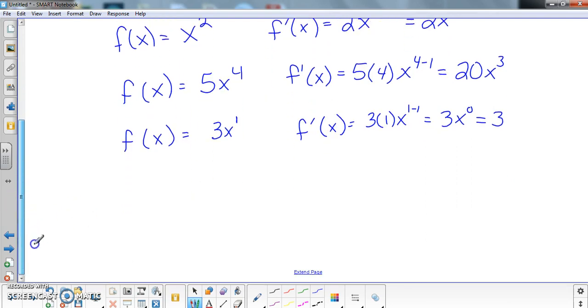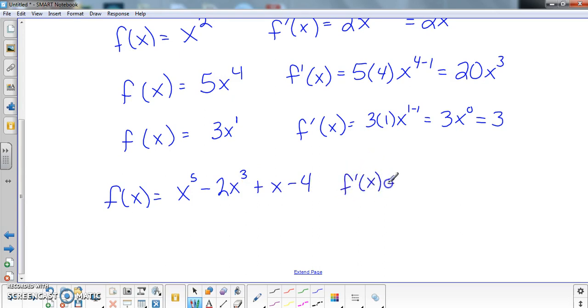Okay, so let's do a little bit more involved example. So let's take the function, I don't know, x to the 5th minus 2x cubed plus x minus 4. Then we take the derivative. So we have a 5, it pops down. Decrease your exponent by 1, so that becomes a 4. The 3 and the 2 come together, so we multiply that and get negative 6x to the 2nd.